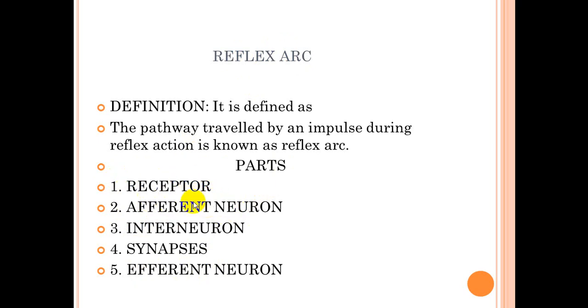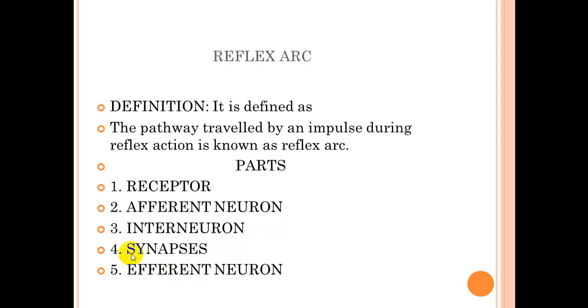तो receptor will sense any change inside it, around it or outside the body. उसके बाद afferent neuron will carry this message towards the central nervous system. Central nervous system में there is interneuron. Interneuron will take this message from afferent and it will give into the central nervous system. वहाँ पर process हो जाएगा, integrate हो जाएगा.